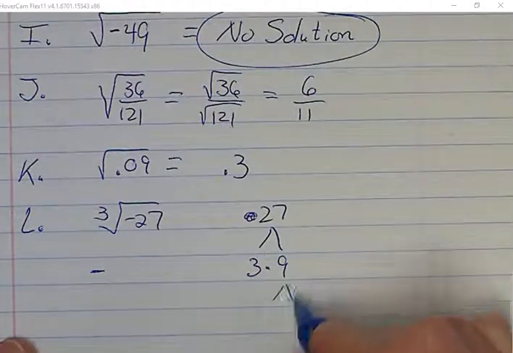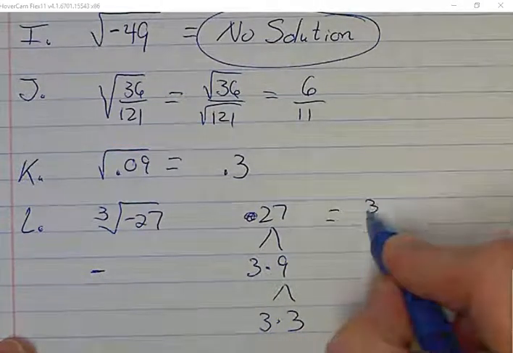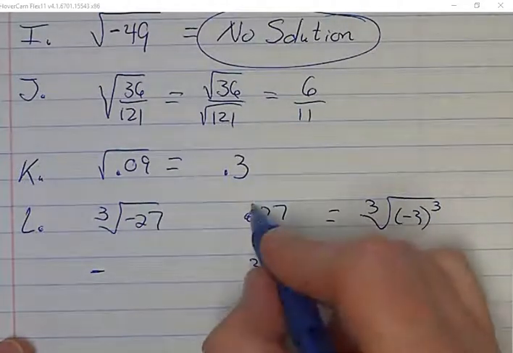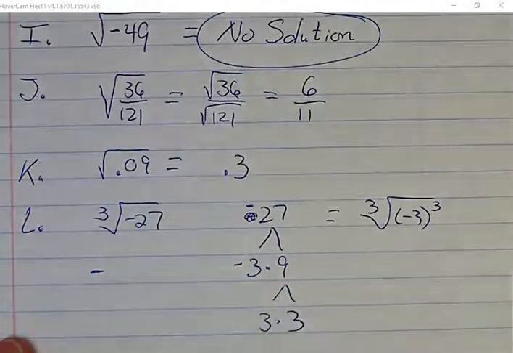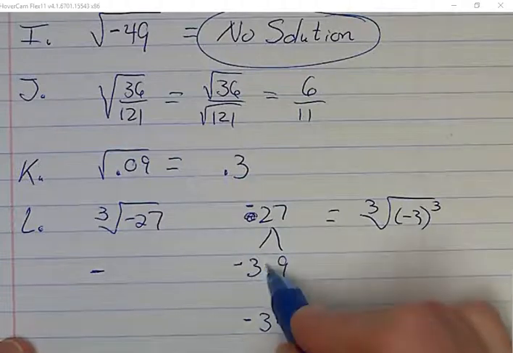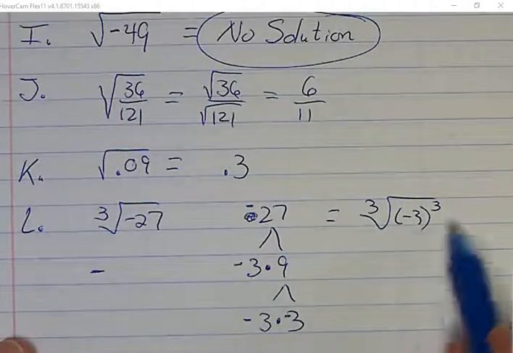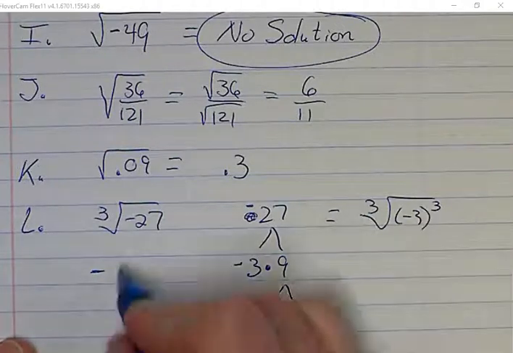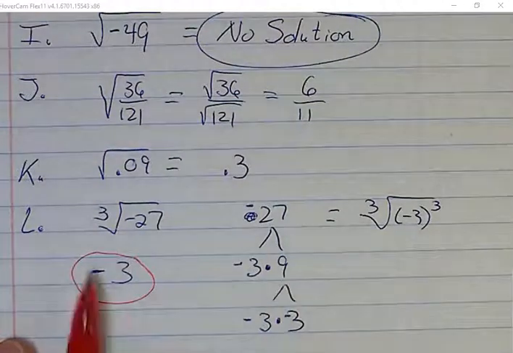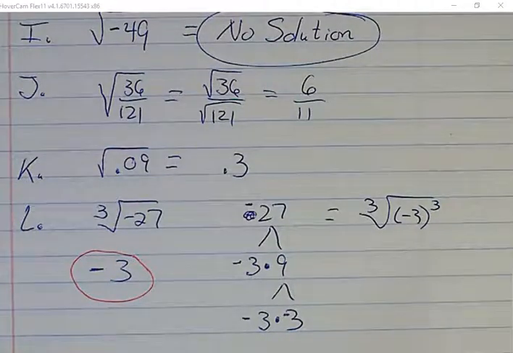27 is 3 times 9. 9 is 3 times 3. So that's the third root of negative 3 to the third power. And again, if you want to do negative 27, that would be negative 3 times 9. 9, you can make it negative 3 times negative 3. So if we've got the third root of negative 3 to the third, those cancel, so the answer would be just negative 3. And again, the good news is if that's an odd index, you do not have to worry about putting in the absolute values. You can just leave it that way.